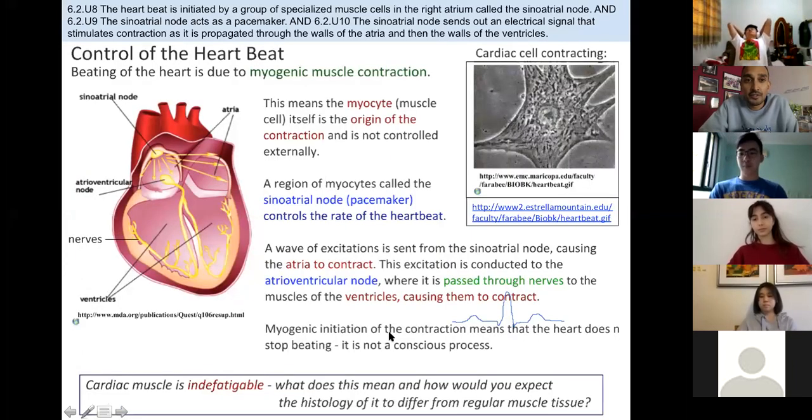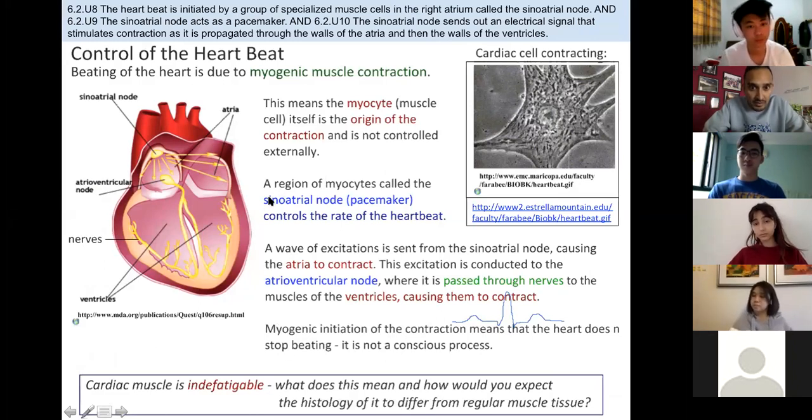Now, what is that pattern showing? First, we need to know how the heartbeat is controlled. So how does your heart actually do the contraction? How does the atrium contract? How does the ventricle contract? It starts in a location of your heart called the sinoatrial node, and it's known as the pacemaker of the heart. You can short form this to SAN, sinoatrial node.